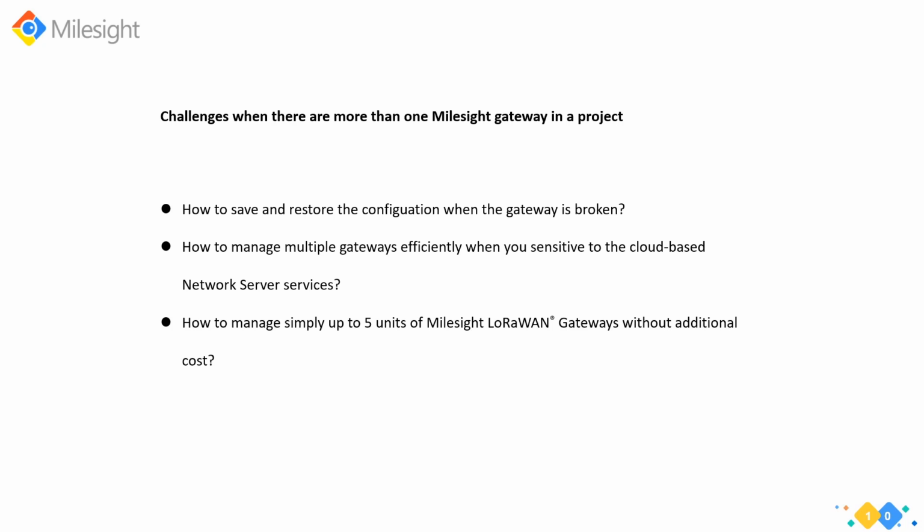Because the embedded network server can only support one gateway, since it's embedded in Milesight gateways, you have no other option but to add the sensors again to the new replacement gateway. You have to set up the embedded network server again. So I think it's a very boring procedure.